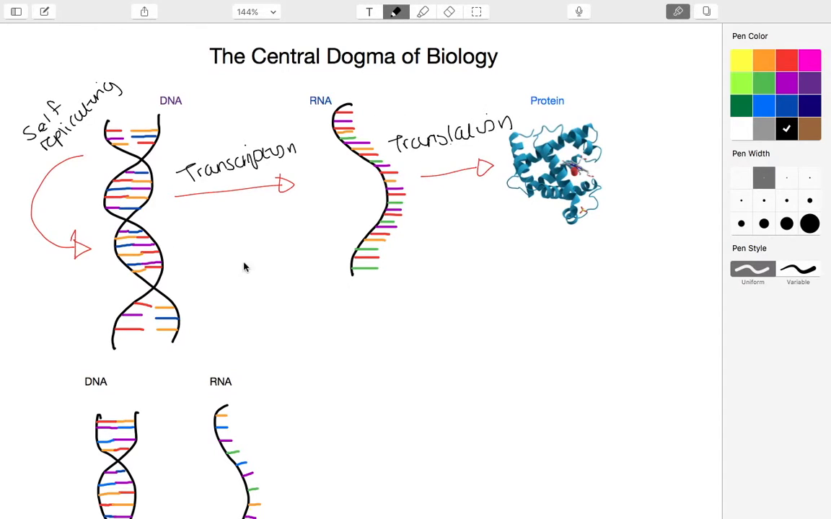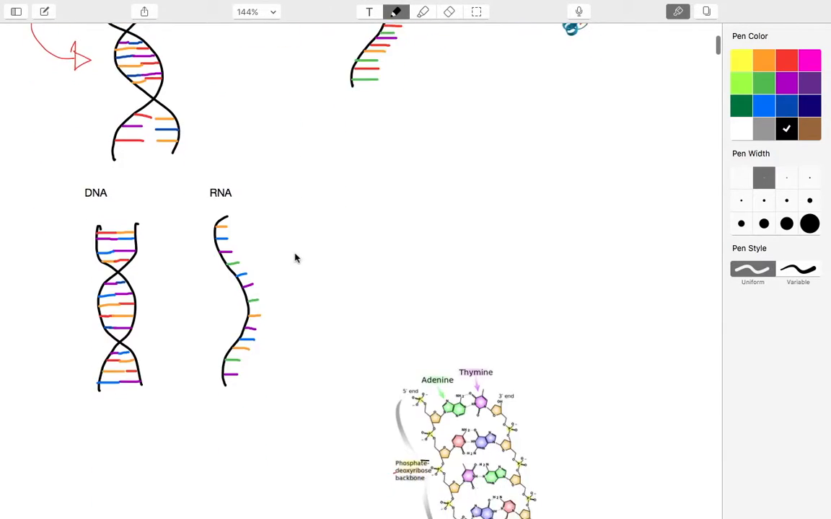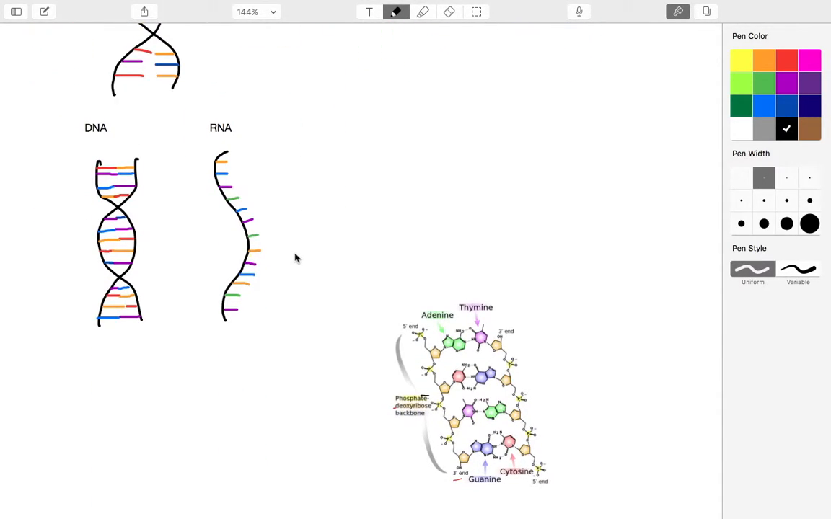Okay, and obviously the whole central dogma of biology that was coined by Francis Crick is referring to the flow of genetic information within a cell. So DNA is capable of self-replicating, and the flow of information goes from DNA to RNA via transcription, and from RNA into protein via translation. Now, the first thing I thought we'd recap is just the differences between DNA and RNA.